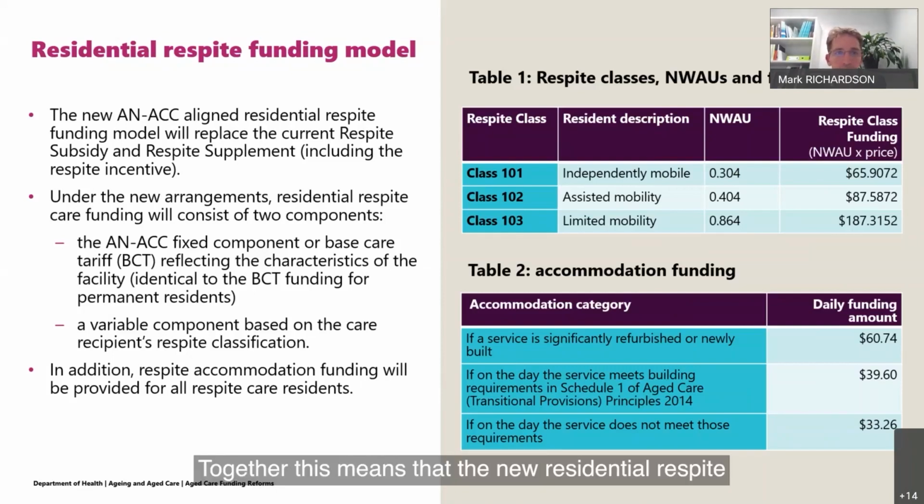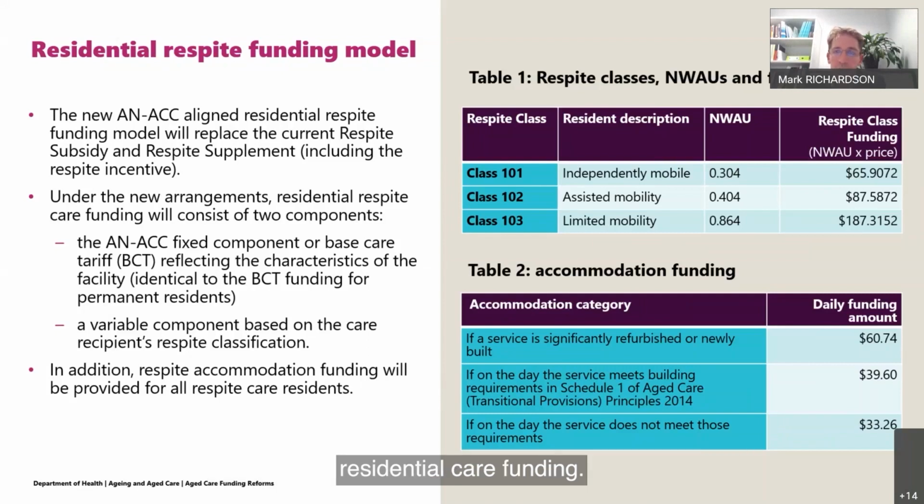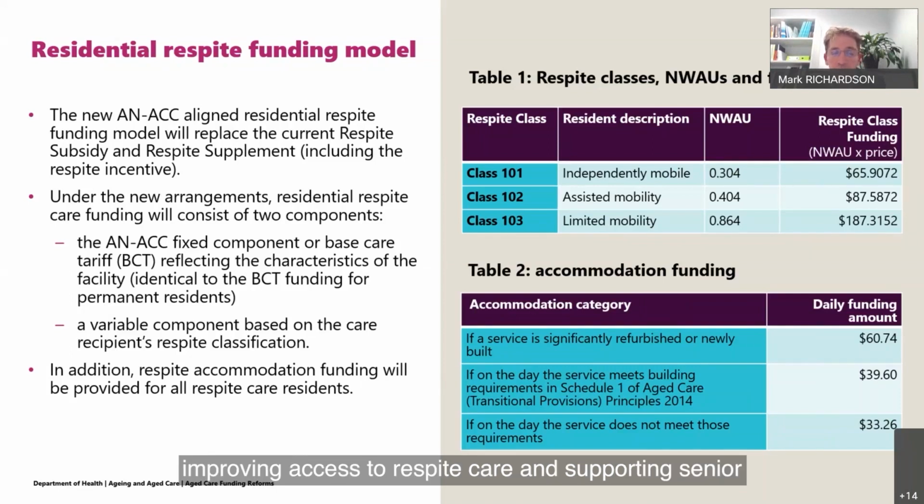Together, this means that the new residential respite funding model will increase respite funding by $441.4 million over 3 years and align it to permanent residential care funding. This provides increased incentives for residential care providers to offer respite care, improving access to respite care and supporting senior Australians to stay longer in their own home.